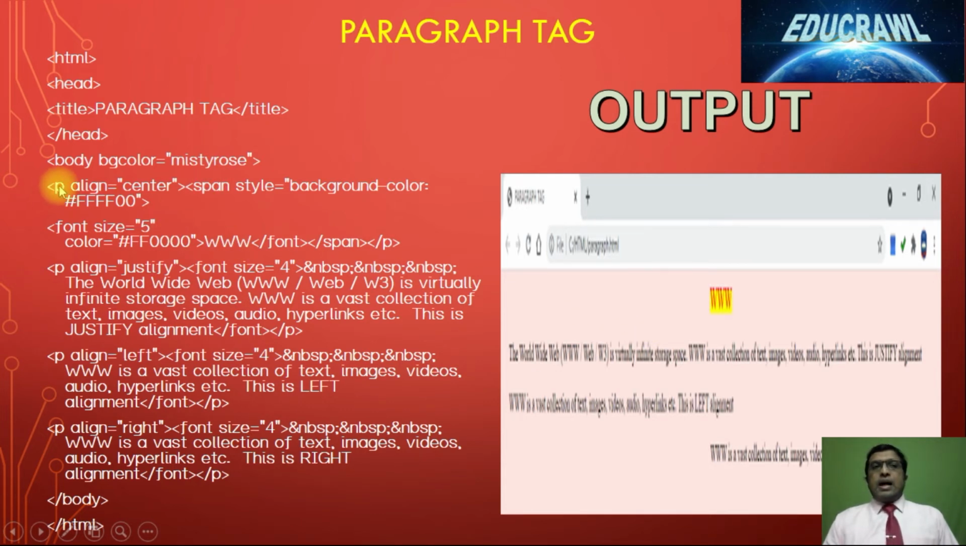Okay, then I have written paragraph align equal to center. So www is the content which is to be aligned in the center, then followed by justify, and there is paragraph align equal to left and paragraph align equal to right. I have closed the body section and the HTML one. Now you can see here this is the output of this coding. You have www at the center, this justified, next content is aligned left and this is aligned right.